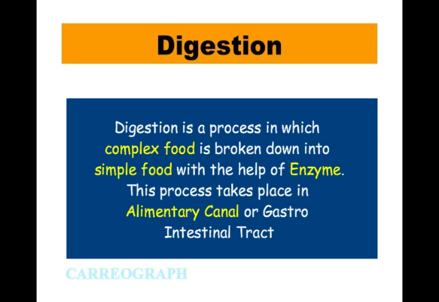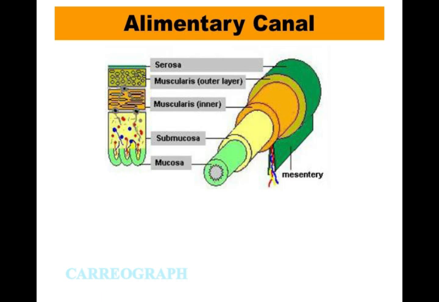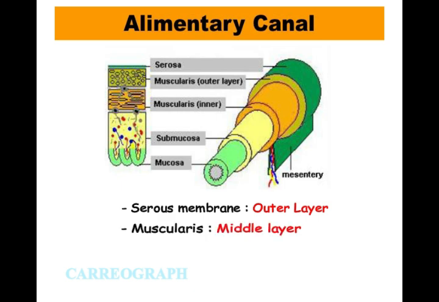Now friends, we will see more about this alimentary canal. This alimentary canal is a whole passage or a tract or a tube-like structure where food passes throughout the body, I mean from mouth to anus, during the process of digestion. And this passage has 4 different layers, and these layers are serous membrane, which is the outer layer, muscularis, which is the middle layer, submucosa, which is the inner layer, and mucosa, which is the innermost layer.